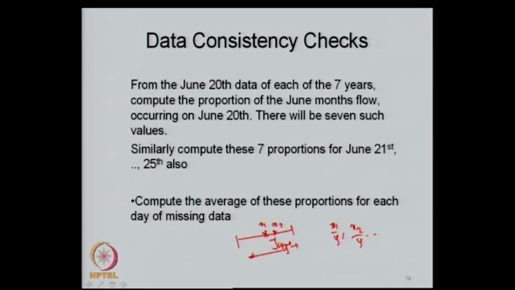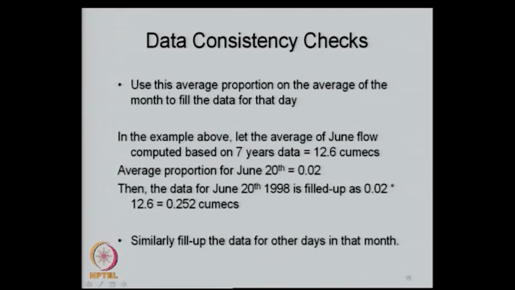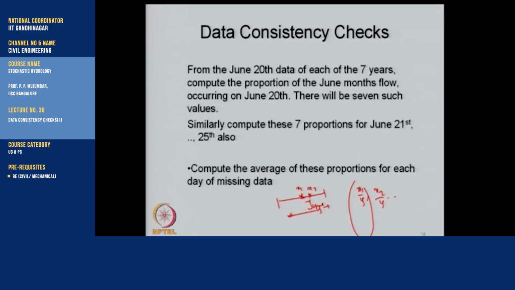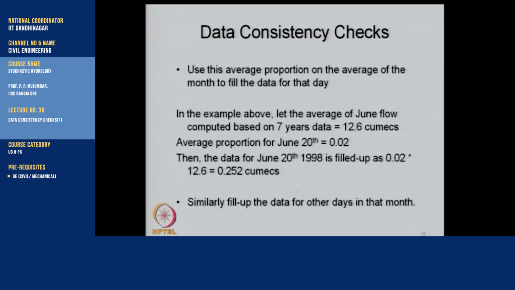Like this we get for each of the 7 years, and then take the average of these proportions. So, compute the average of these proportions for each day of missing data. We have 7 values, you take the average of these. Then use this average proportion on the average of the month to fill the data for that day, that is all. So, for 1998 we had 21st to 25th missing. For 21st we compute the average, and knowing the total flow for 1998 June, we use this proportion and fill the data. So, that is how we fill the data.